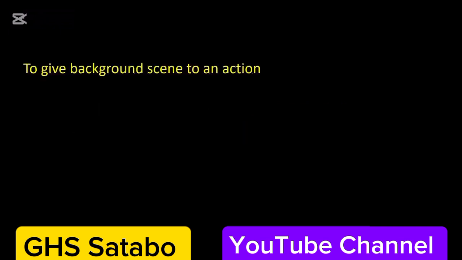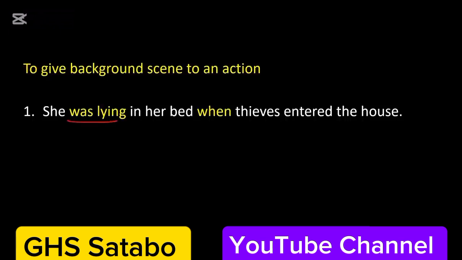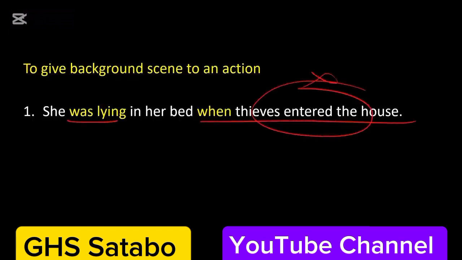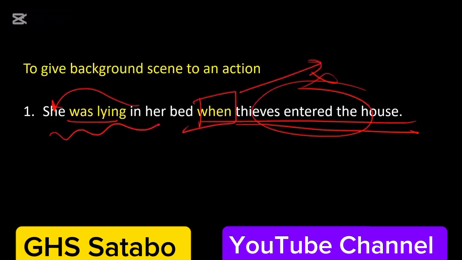So now let's understand why do we use past continuous tense. We use past continuous tense to give background scene to an action. She was lying in her bed when thieves entered the house. So this activity is over, but when this happened, this was happening. It was in process. She was lying. Now notice that this word over here, when, it shows that it's giving a background scene to an action.